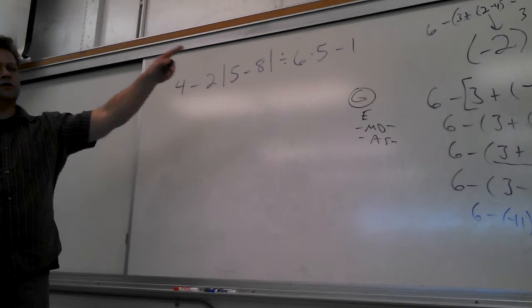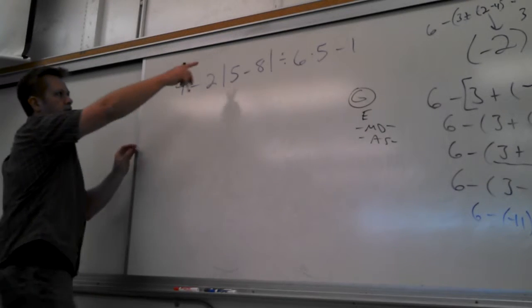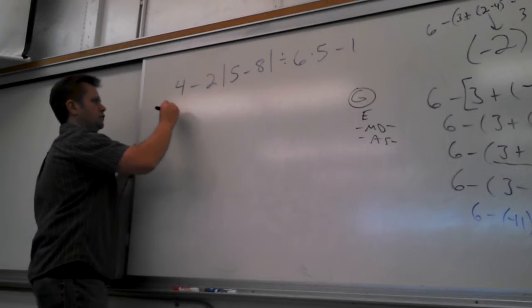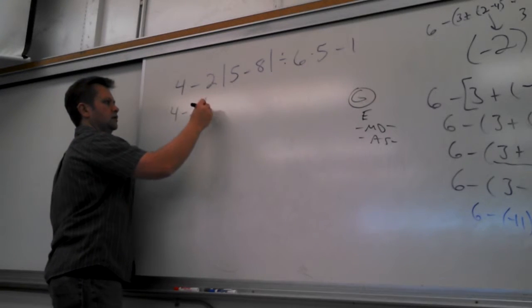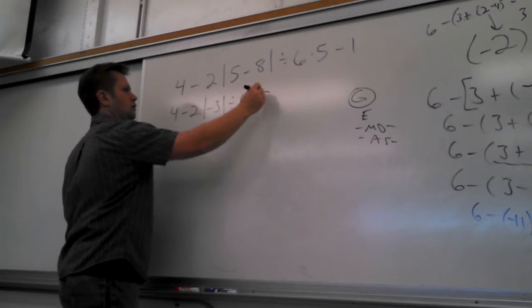All right, so what do I do first then? Absolute value, because that's inside the absolute value. So 4 minus 2 times the absolute value of negative 3, divided by 6, minus the absolute value of negative 3.